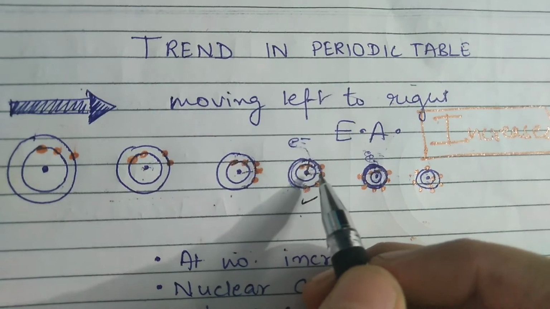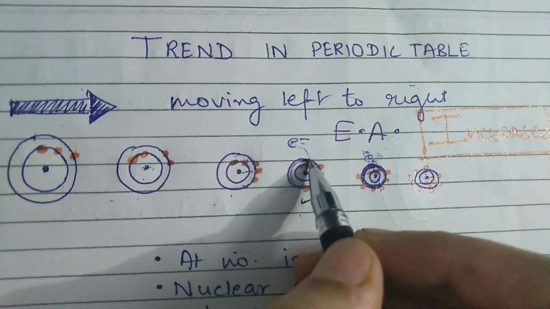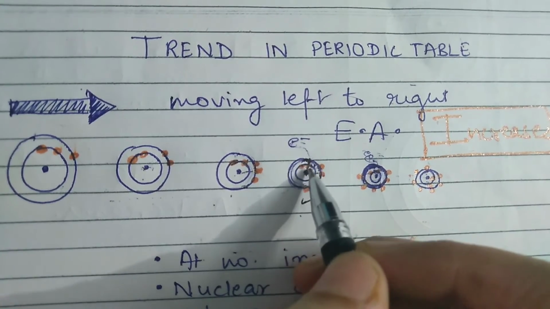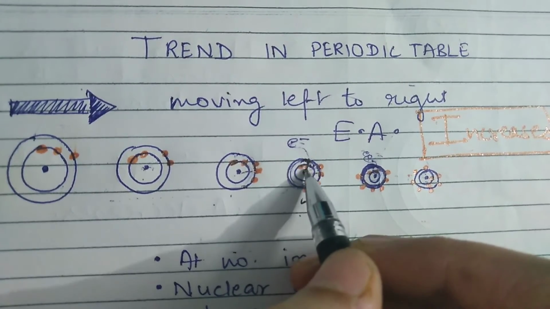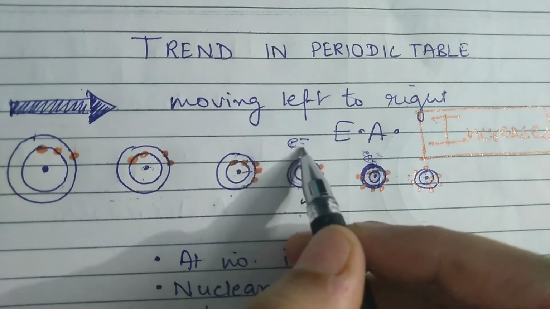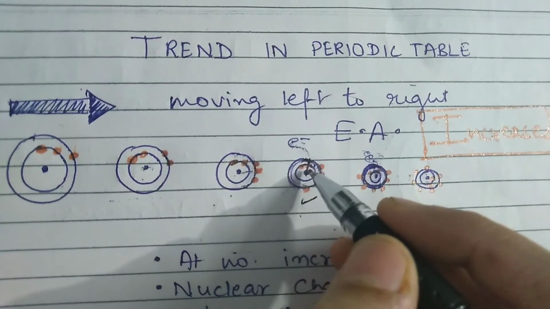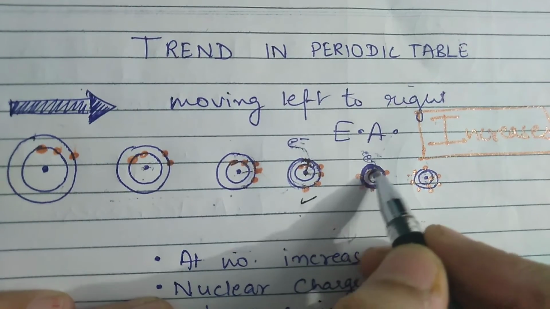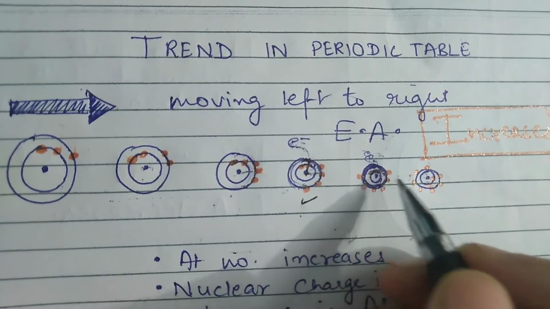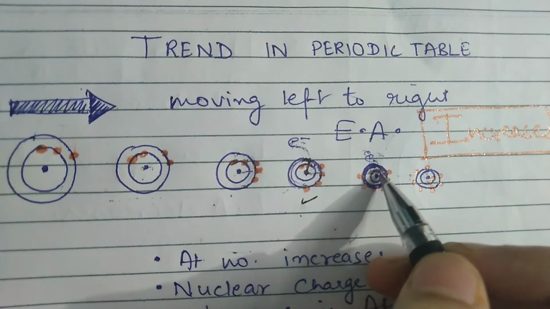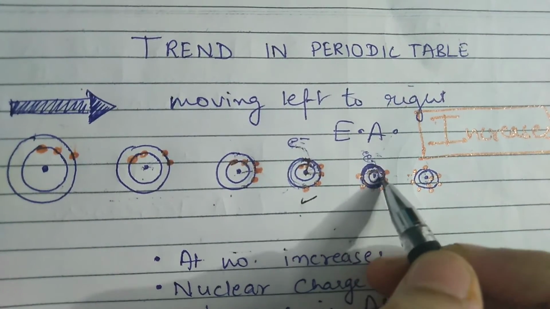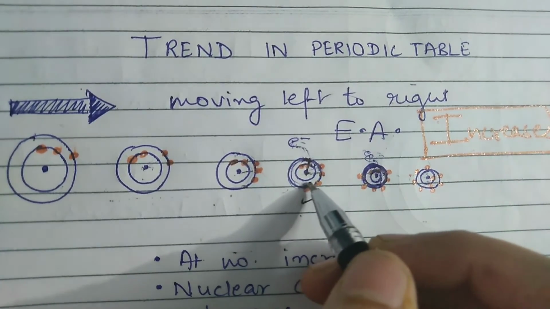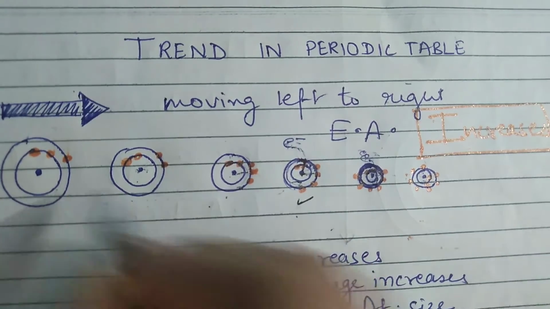So there is more nuclear pull. Since there is more nuclear pull, the attraction of the nucleus here is greater, so an electron will easily get added inside. So when you move here, this has a greater nuclear pull. The effective force of attraction from the nucleus towards the outermost shell is greater as you compare with these atoms which are before.